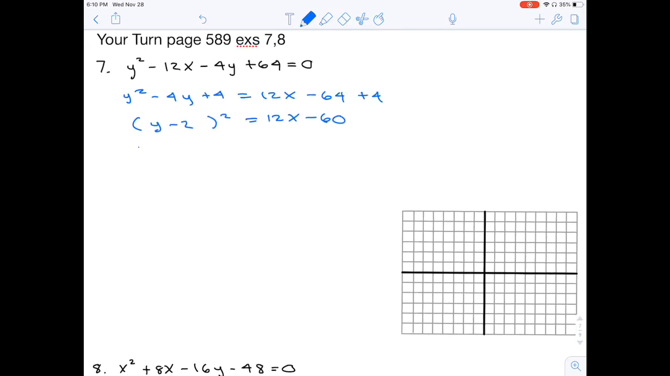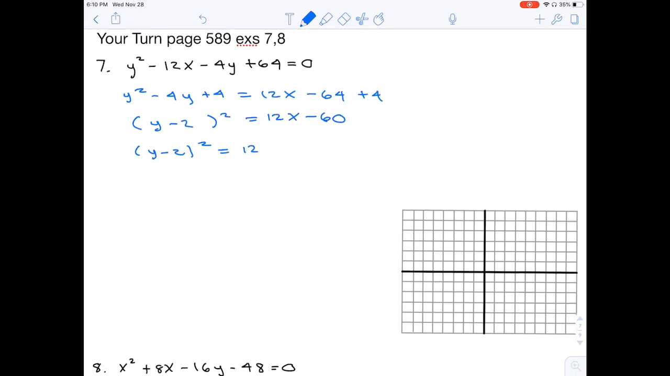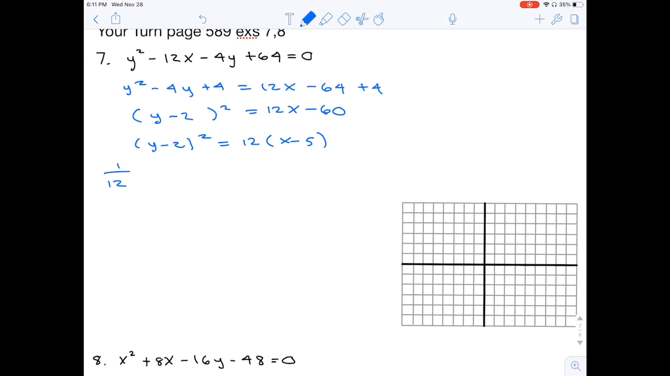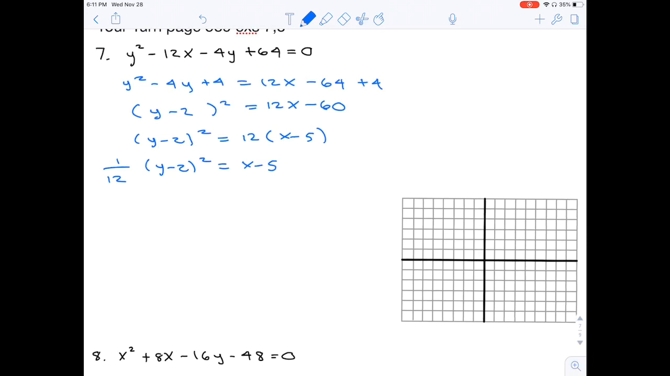What is that? That is y minus 2 quantity squared. Okay, so again, the number in front of x has to be 1, so I'm going to factor out a 12 out of both of them, and then divide by 12. Okay, so vertex. Again, this is horizontal, so I just want to keep that in my mind. So the vertex looks like it is 5, 2. So let's start plotting a few points here. So 5, 2, 1, 2, 3, 4, 5, 2.